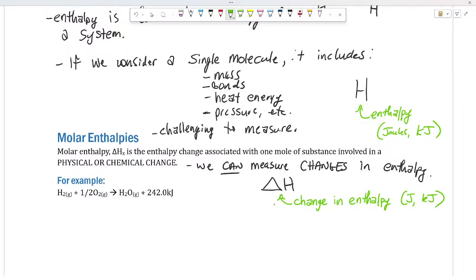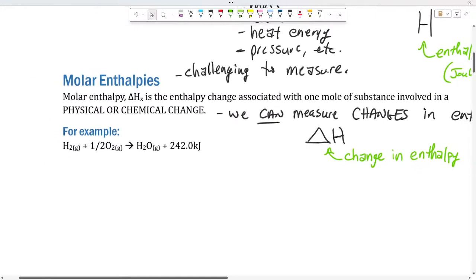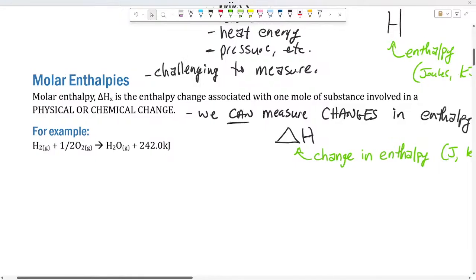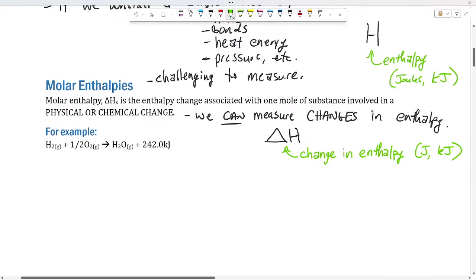So delta H would be the change in enthalpy. Does that feel okay? So now, what that means is, let's look at an example here of burning hydrogen to make water. For example, hydrogen gas, a mole of hydrogen gas can react with half a mole of oxygen gas to make a mole of water. But when we do that, this reaction releases energy. What's our word for that?